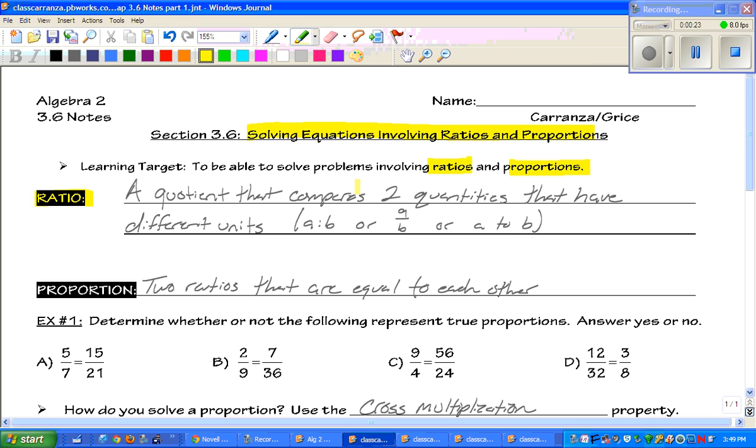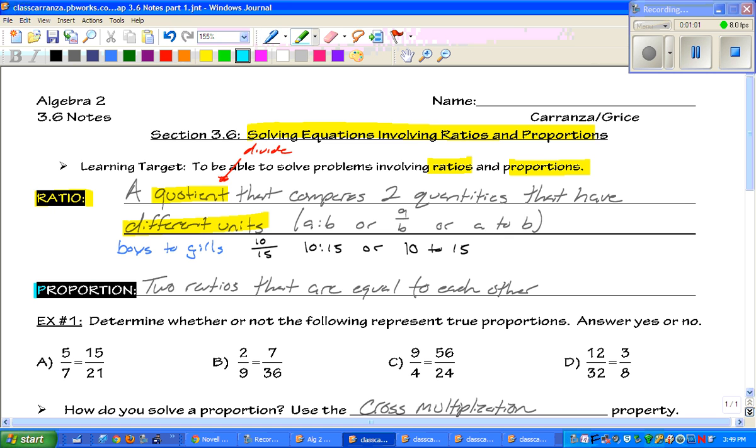Now, a ratio is a quotient that compares two quantities that have different units, okay? Remember that quotient, that word means to divide. In class, we talked about the ratio of boys to girls, okay? And you can write that as 10 over 15, or 10 to 15. See, we're comparing two different things together.